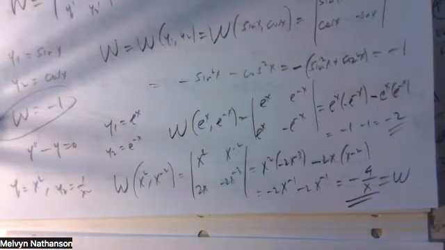So maybe take a minute and maybe do this calculation yourself, or maybe to make it more interesting, suppose you take the functions x squared and x cubed. Calculate the Wronskian of x squared and x cubed.